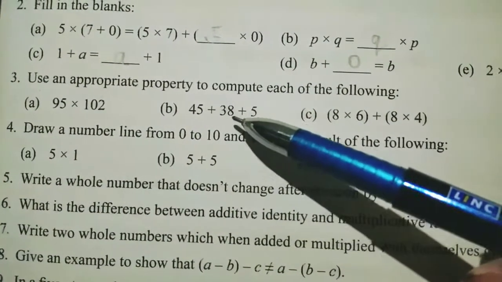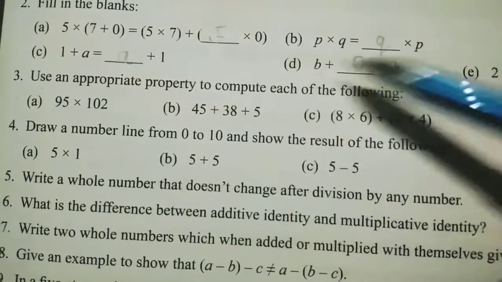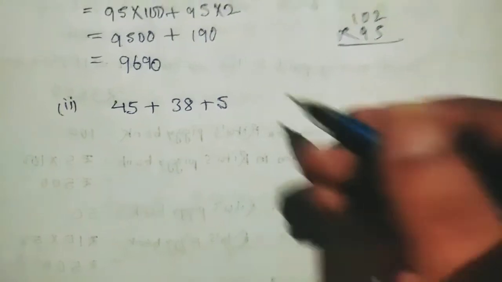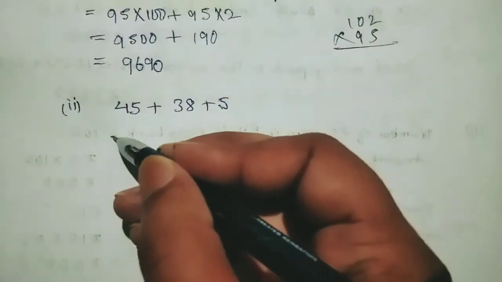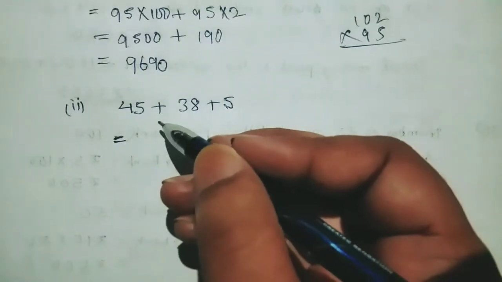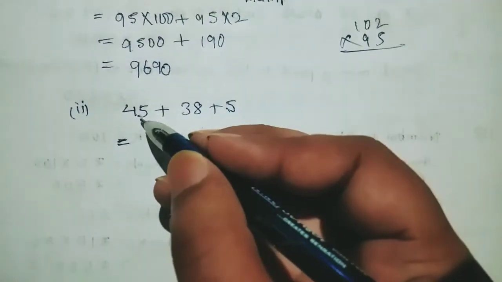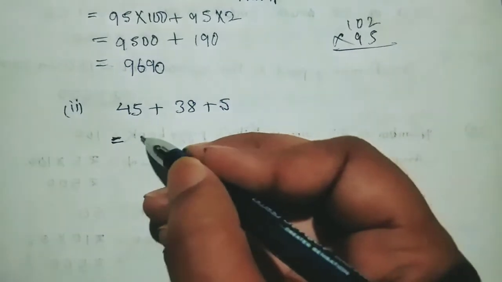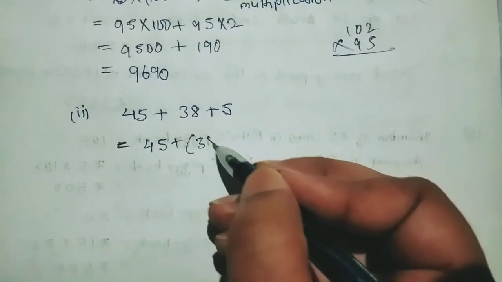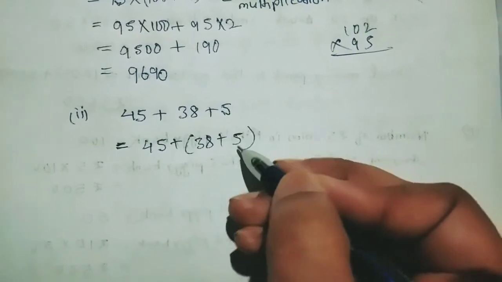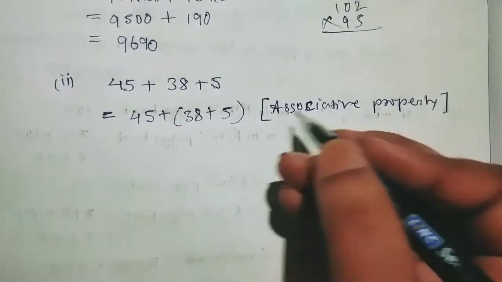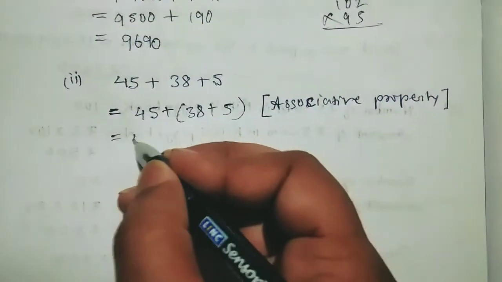Here 45 plus 38 plus 5. Which property will you use here? This is addition. See students, there are 3 numbers. If there are 3 numbers or 4 numbers, we can group them. That means we will use the associative property here. We will group any 2 numbers. Suppose 45 plus, I will group the numbers 38 plus 5. In this way. And here we will write associative property.